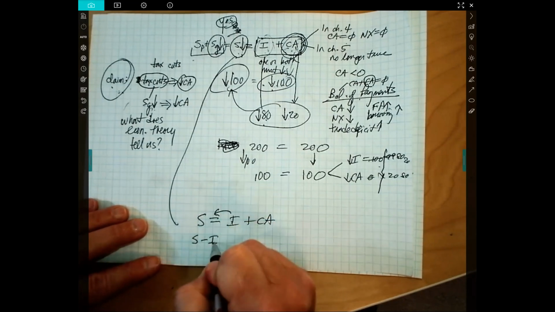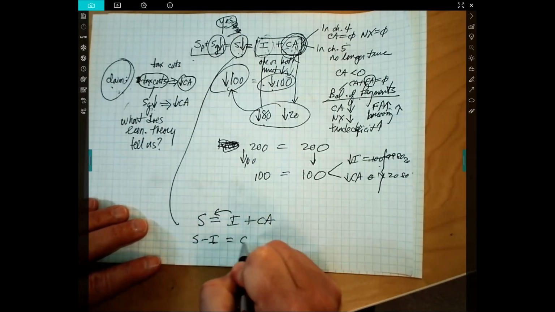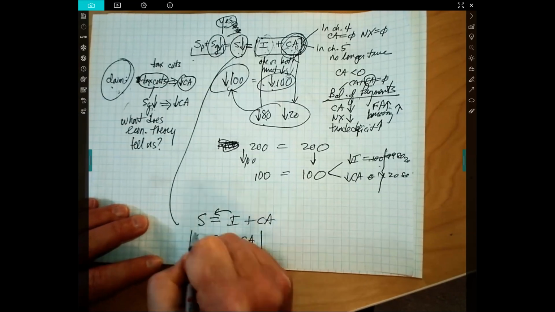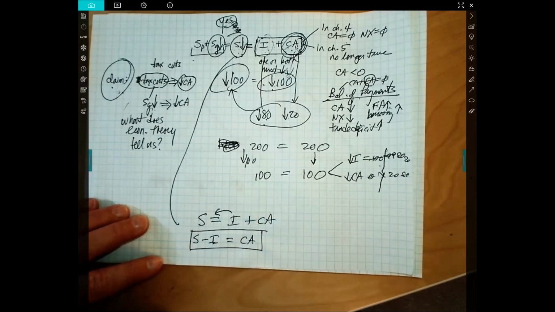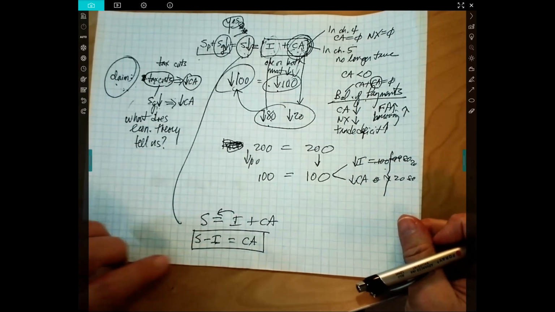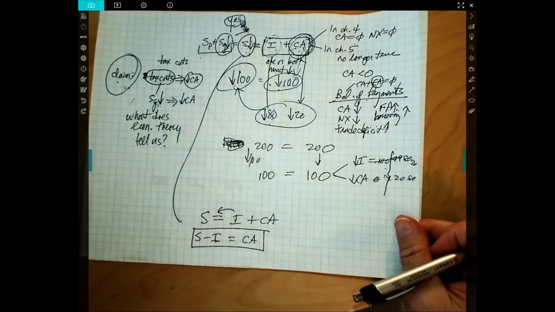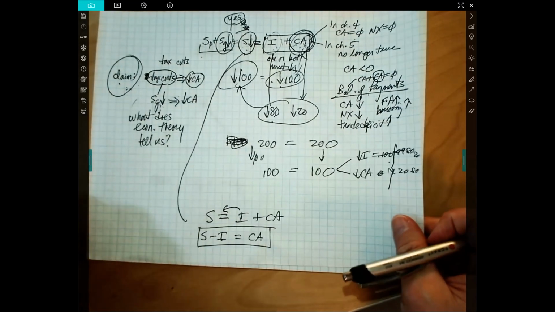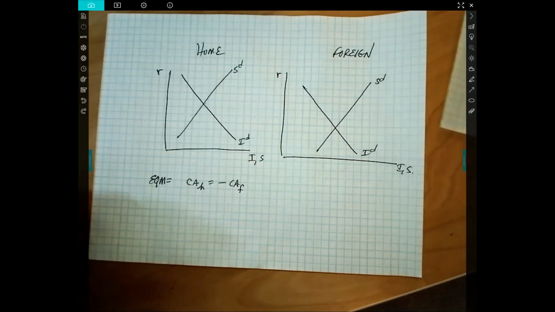So subtract investment from both sides: saving minus investment equals the current account. At any given real interest rate, that's that. Now let's think about that on our graph. That's actually what you use in problem number 1 to determine the equilibrium world interest rate, but we can do that in graphs.